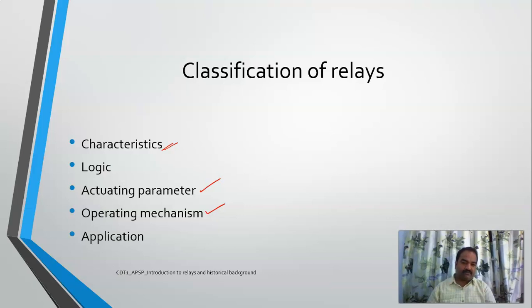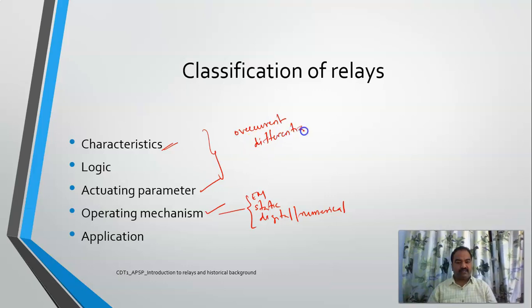I want to clear one thing for you. See, as I have mentioned, based upon the operating mechanism, how many types do you have? You can have electromechanical relay, static relay, digital relay, numerical or digital relays, microprocessor based relay, right? This is the classification based upon the path which you are employing. And coming to actuating parameter also, based upon the characteristics also, you can have overcurrent relay, you can have differential relay, you can have distance relays.